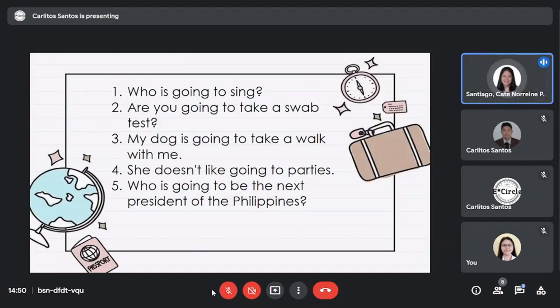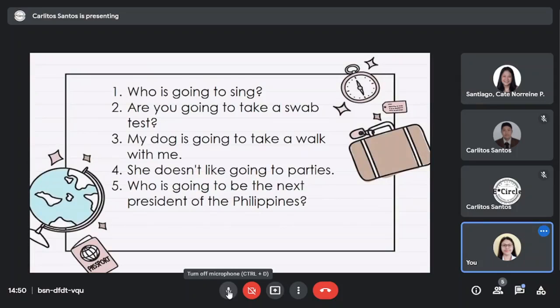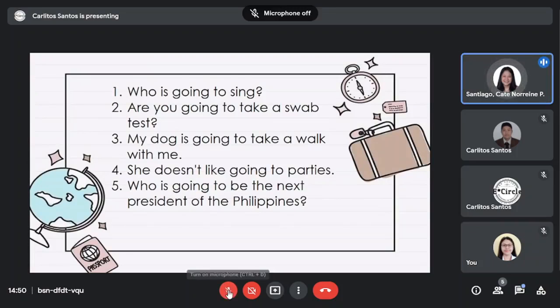The next sentence will be: my dog is going to take a walk with me. Again, my dog is going to take a walk with me. Okay, Renz, again. My answer is affirmative form. Thank you. Of course, it is an affirmative form because it shows positivity in the sentence.